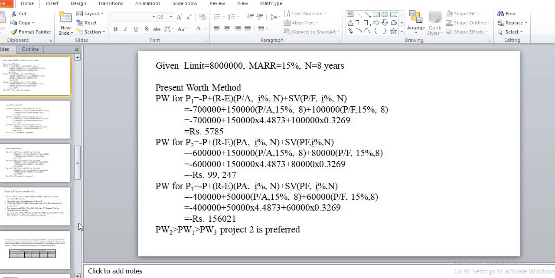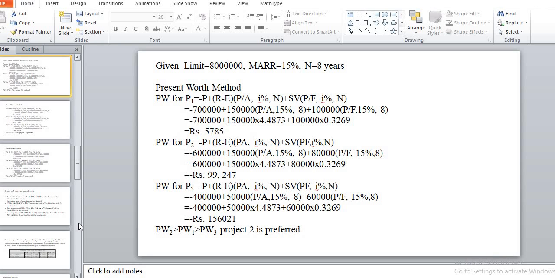So if you look at this formula, there are three elements: investment represented by P, revenue with consideration of expenses as R minus E, and salvage value or market value SV. Three elements are there and we add these particular factors according to the method, maybe present worth, future worth or annual worth.